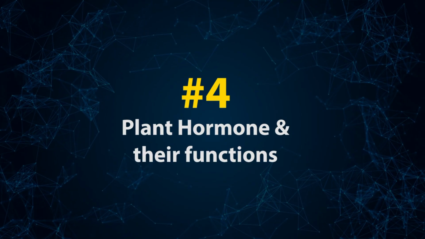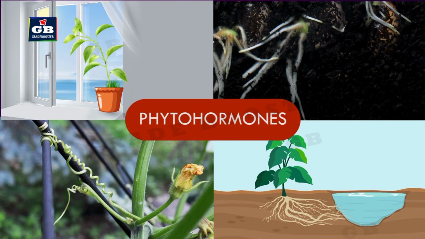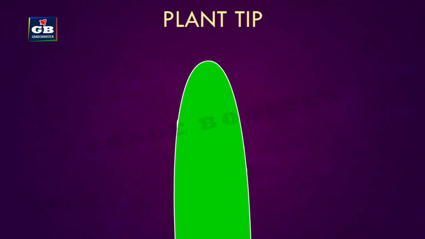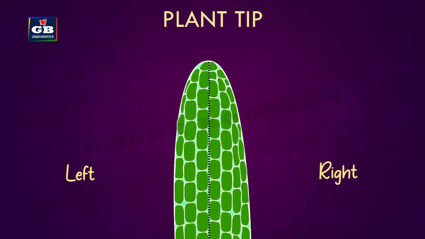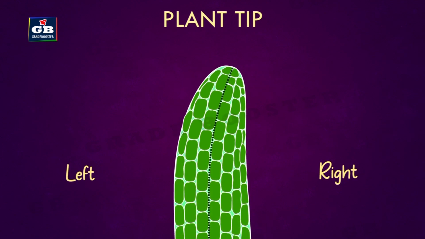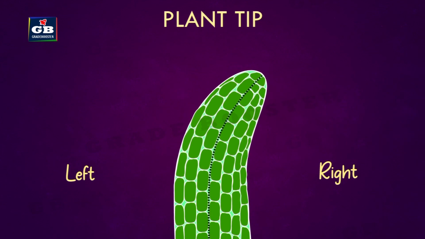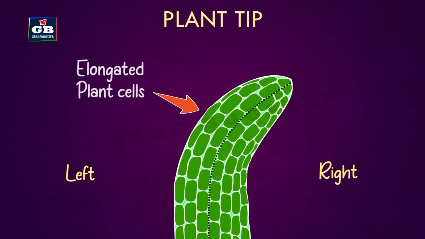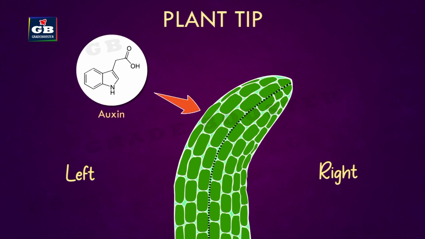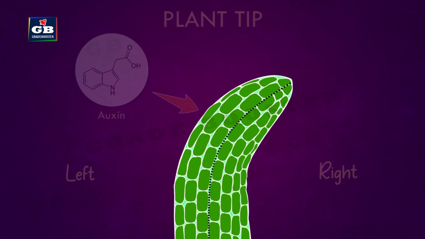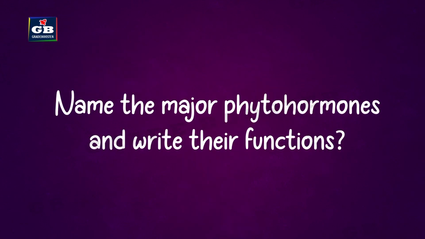4. Plant hormones and their functions. Phytohormones. For example, if the plant tip has to bend towards right, the cells in the left side part of the tip get elongated. It makes the plant bend towards right. The elongation of cells in the left half of the plant tip is caused due to a phytohormone called auxin.